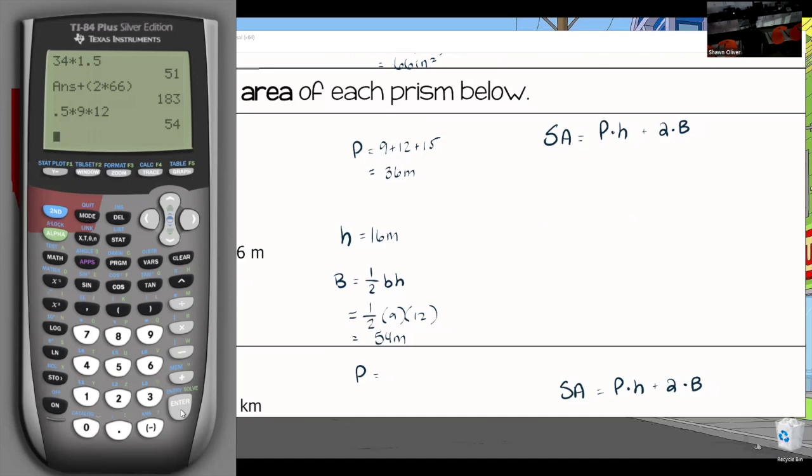So we know our perimeter is 36. Let me double check that, just because I don't want to tell y'all the wrong answer. And it's good to double check our work. Okay, 36 times 16 plus 2 times 54. Okay, so 36 times 16. Oh, not that many. Aha. 576 plus 2 times 54. 684.